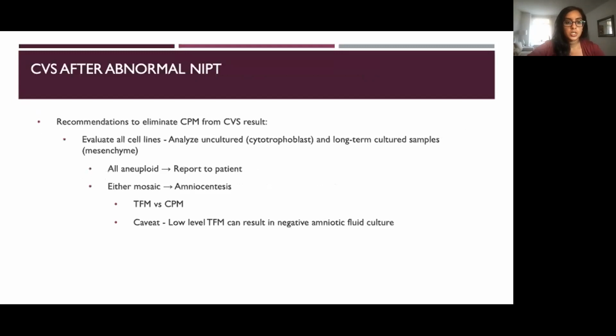So recommendations to eliminate complete placental mosaicism from a CVS result: you want to evaluate all cell lines. And so you want to analyze your uncultured cytotrophoblast and long-term cultured samples that come from your mesenchyme. If all are aneuploid, it should be reported to the patient. If either are mosaic, then it would be important to do an amniocentesis to rule out true fetal mosaicism versus complete placental mosaicism. And then an important caveat is that low levels of true fetal mosaicism can result in a negative amniotic fluid culture.